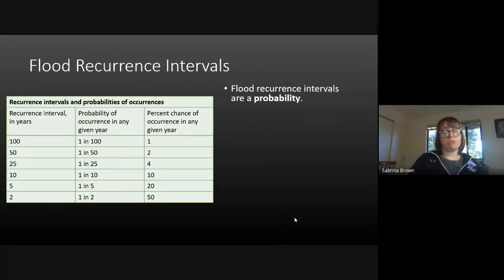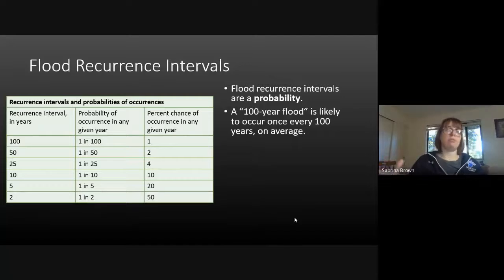So flood recurrence intervals are based on a probability. So maybe you've heard of something called like a 100-year flood. And so because flood recurrence intervals are based on probability, if someone says, oh, this is a 100-year flood, that means that it is likely to occur once every 100 years on average. So it means that every year there's a 1 in 100 chance of it occurring. But that means there's a 1% chance of it occurring in any given year.